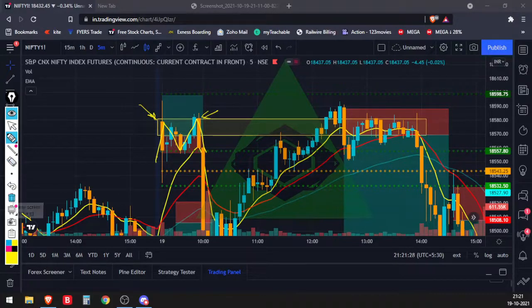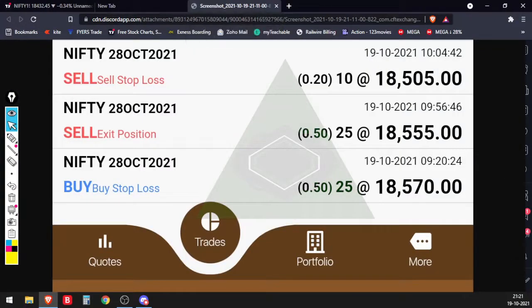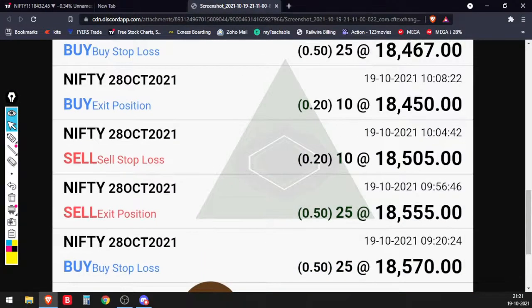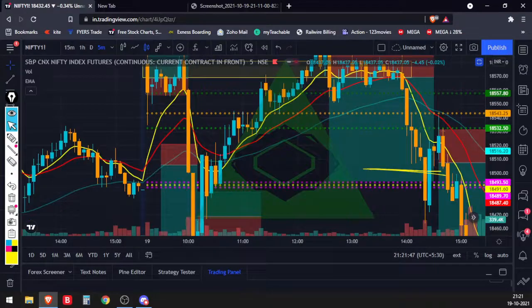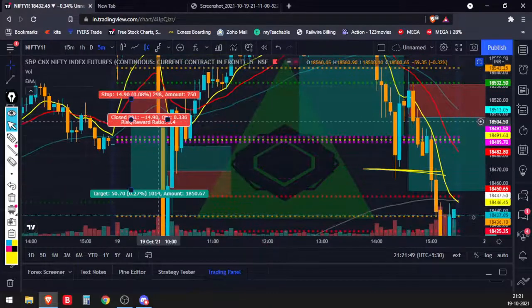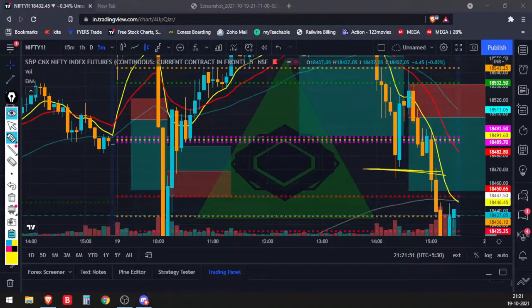So the next thing I did was, let's go to the screenshot and I will show you my next entry. See, I have shorted at 18,505, right? That's almost here, this trade. I have just shorted here, and I have just booked my profit over here.